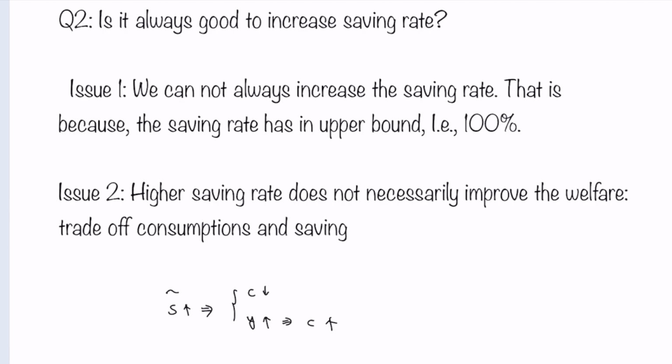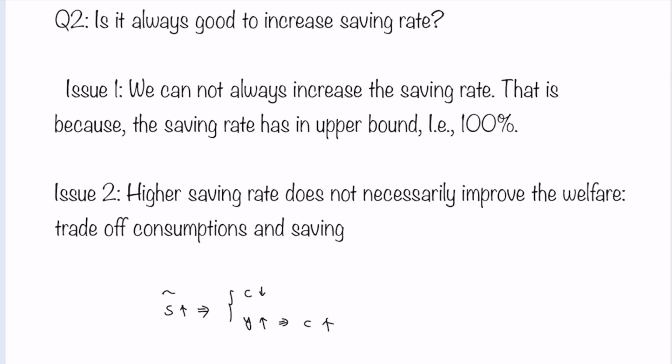In other words, when we increase the savings, it generates two counter effects on consumption. One direct effect is that when the saving rate is higher, the consumption is lower. The second, indirect effect is that when the saving rate is higher, the income is higher, so the consumption is higher. Therefore, when we increase the saving rate, we are trading off the dynamic of these two effects. And therefore, in fact, there exists an optimal level of the saving rate that allows us to consume the most.